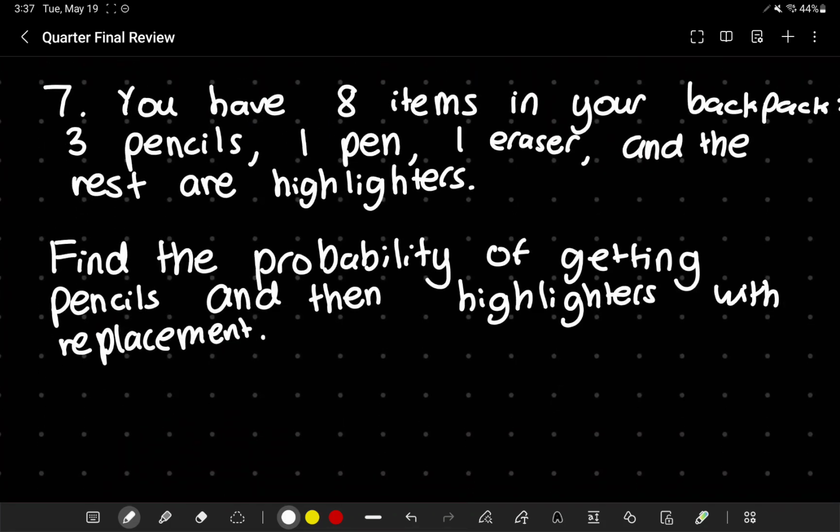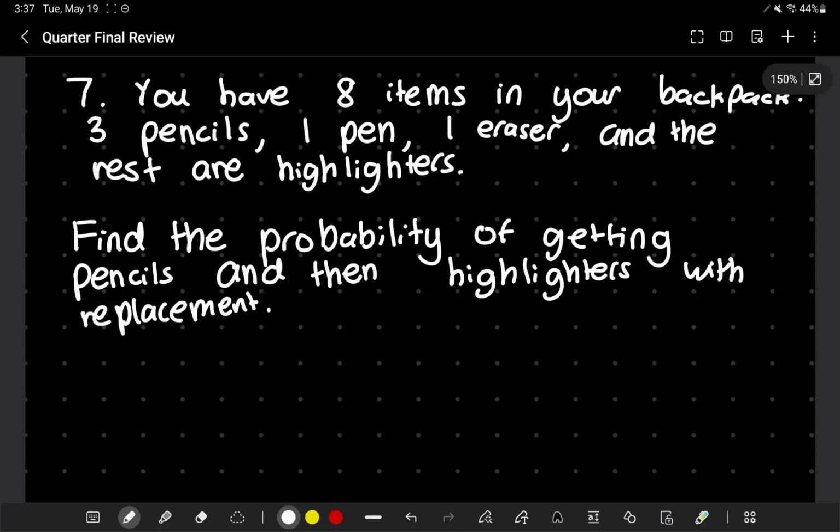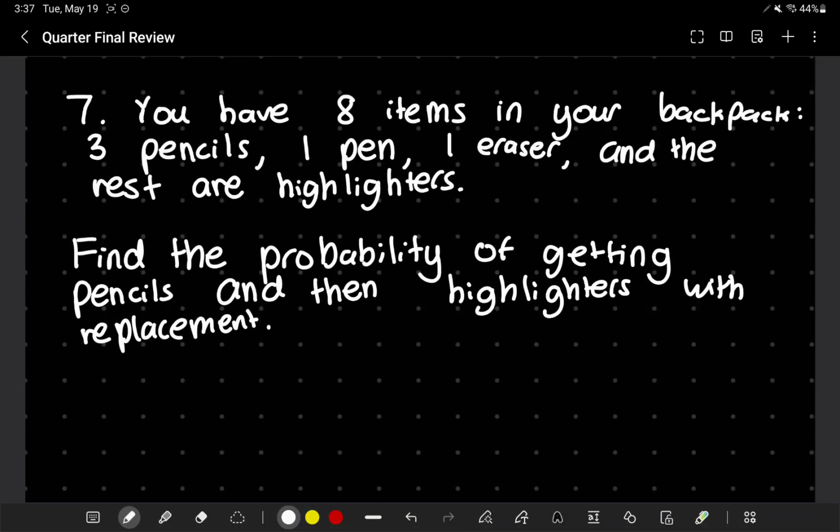All right, let's move on to the probability section on our test. Number 7. You have 8 items in your backpack: 3 pencils, 1 pen, 1 eraser, and the rest are highlighters. Find the probability of getting a pencil and then a highlighter with replacement. So clearly there are some things I'm highlighting to indicate what I'm looking for: pencils, highlighters, with replacement, and the word and.